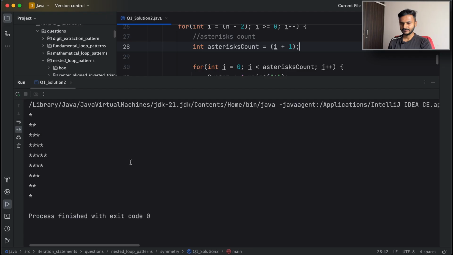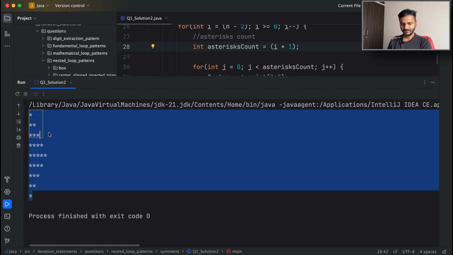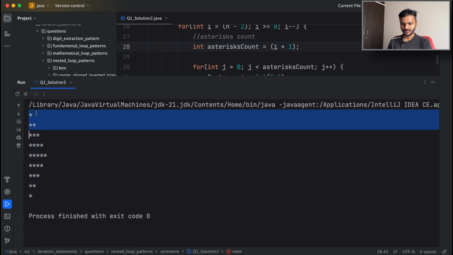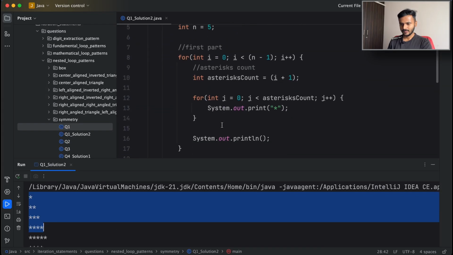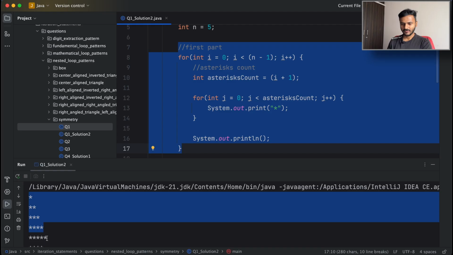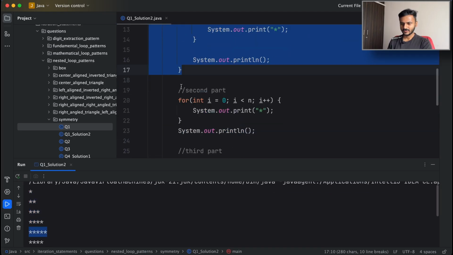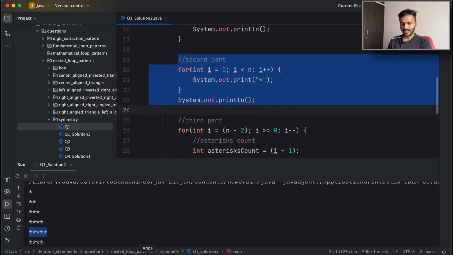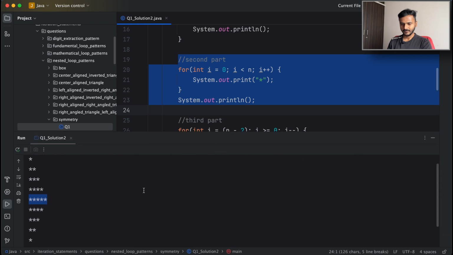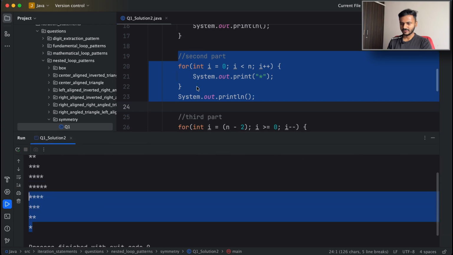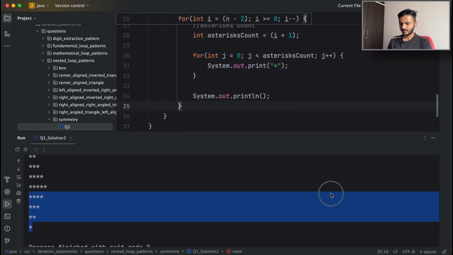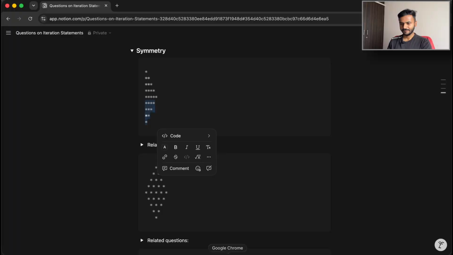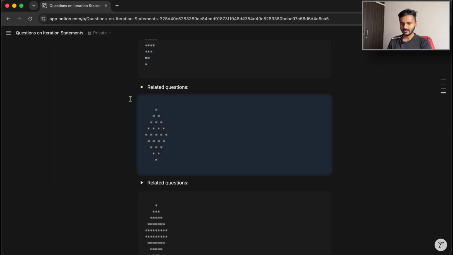And we do. See, we've got the first part, which was there from this part of the code. We've got the second part, which is from this part of the code. And finally, we have the third part, which is from this part of the code. So we have solved the first question successfully. And with that, let's move on to the next question, which is this.